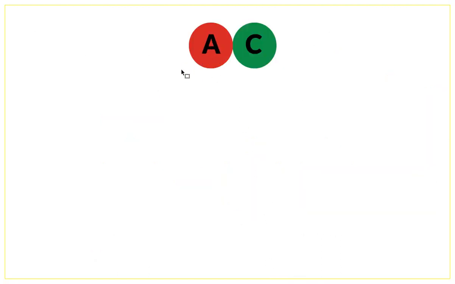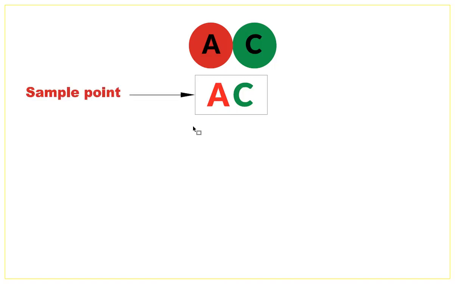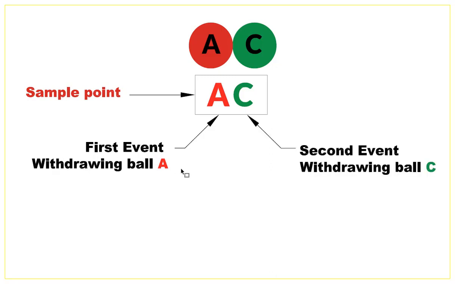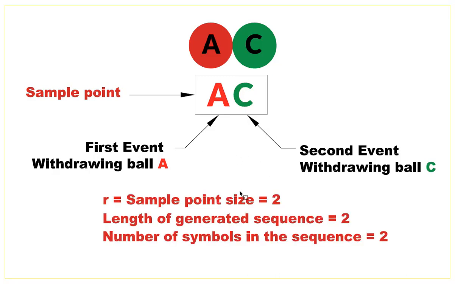So now we have an AC. What does it represent? AC, which is a sample point as they call it. A represents the first event, withdrawing ball A, and C represents the second event, withdrawing ball C. Now we are going to define the length of the sequence, which is the number of symbols in the sequence, which is 2 here, or they call it sometimes sample point size.